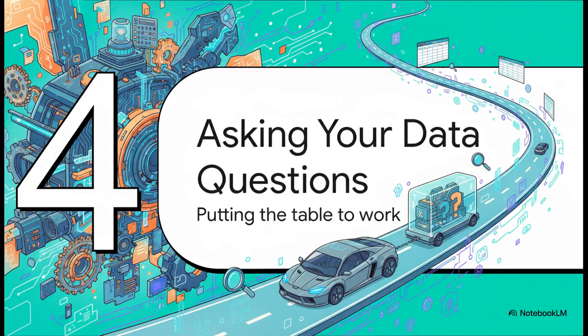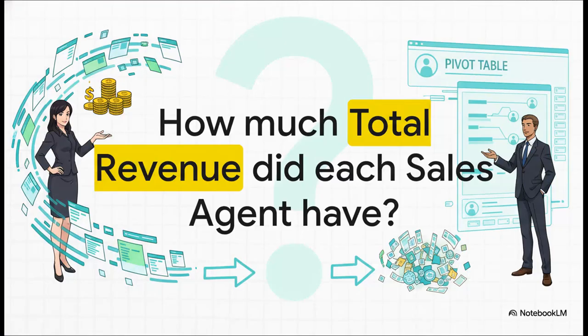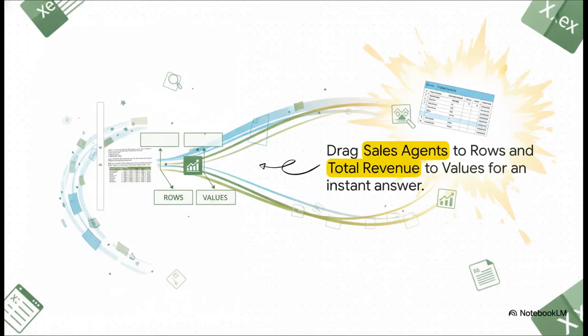Okay, so we've built the engine. Now it's time to actually take it for a drive and see what kind of questions we can answer. Let's go with a really common business question. We just want a simple list, show me every sales agent and their total revenue. Now, doing this by hand would be that whole filtering and copy-pasting nightmare we talked about. But with our new pivot table, it's going to take like 5 seconds. So watch this. All we do is find the sales agents field and drag it down into the rows box.